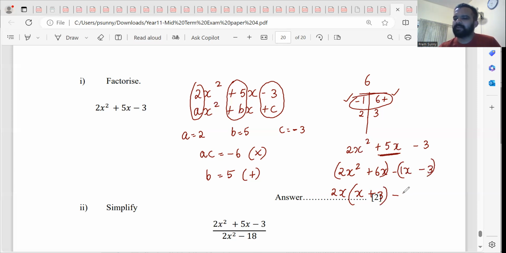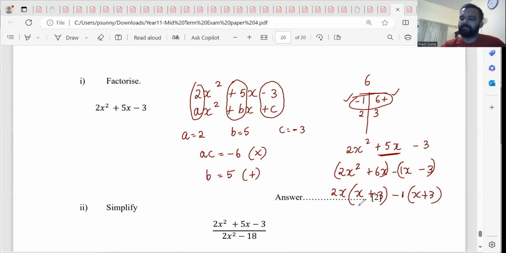Nothing is common. If nothing is common, we'll put it as 1 here. What else is remaining? 1 is outside, x is remaining. Now be very careful. We need to multiply the sign. A negative into negative. Negative into negative is positive 3. 1 times 3 gives me 3.